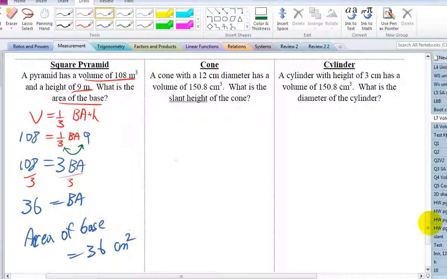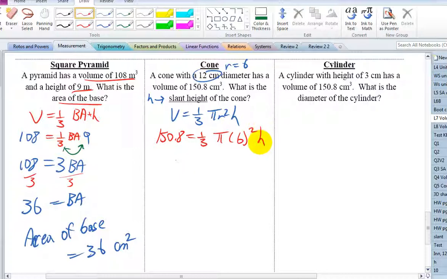Okay? Cone, this one's pretty intense because we have to find the height. So we have to find the height and then we can find the slant height. So volume of a cone is 1/3 pi r squared h. The diameter is 12, so the radius is 6. So we substitute in 150.8 equals 1/3 pi times 6 squared times h. So 150.8 equals 1/3 pi times 36 times h.